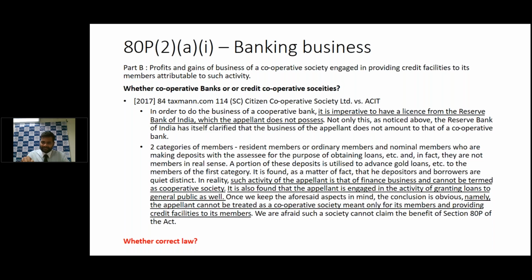banks, scheduled banks, nationalized banks are not eligible for deduction, and therefore cooperative banks are also not eligible for deduction. And if a credit cooperative society caters to general public as well, they shall be at par with the cooperative bank, though not in legal terms, but if it is substance over form, they are nothing but doing banking business. This is one part, and for this part, maybe Supreme Court is correct.